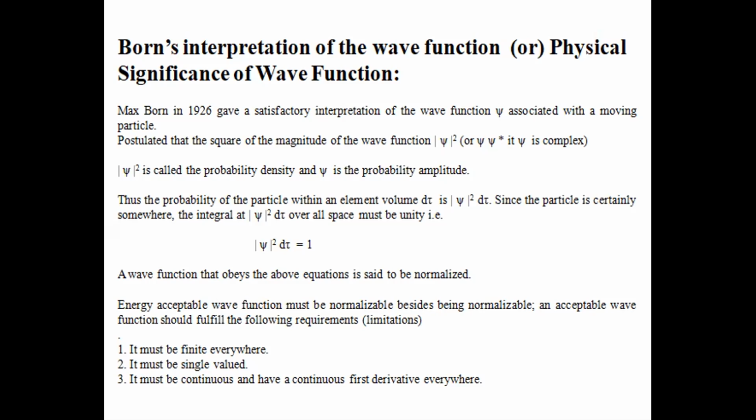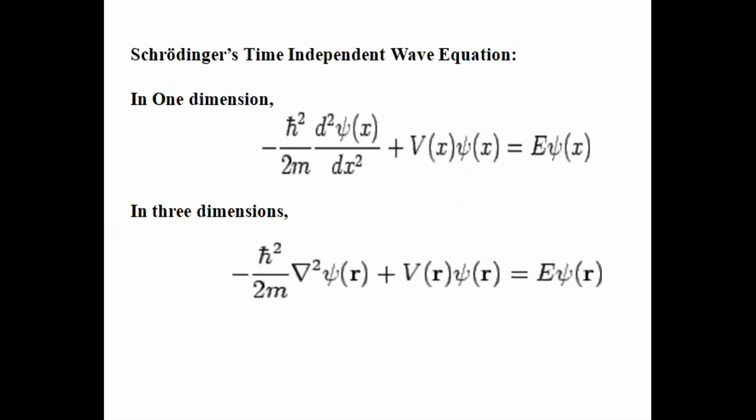Since the particle is certainly somewhere, the integral of psi square d tau over all space must be unity. That means the probability is 1, integral of psi square d tau equals 1. A wave function that obeys the above equation is said to be normalized. An acceptable wave function must be normalizable besides being normalized. An acceptable wave function should fulfill the following requirements. What are the three? It must be finite everywhere, it must be single valued, and it must be continuous and have a continuous first derivative everywhere.